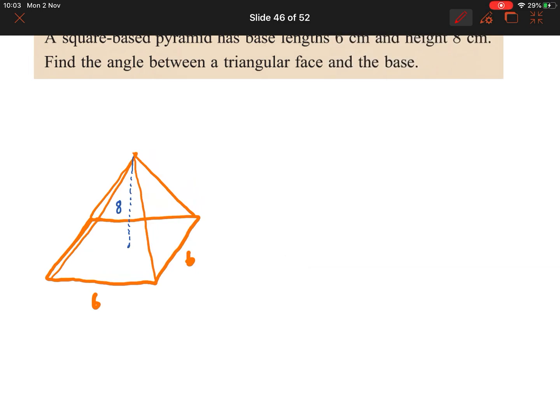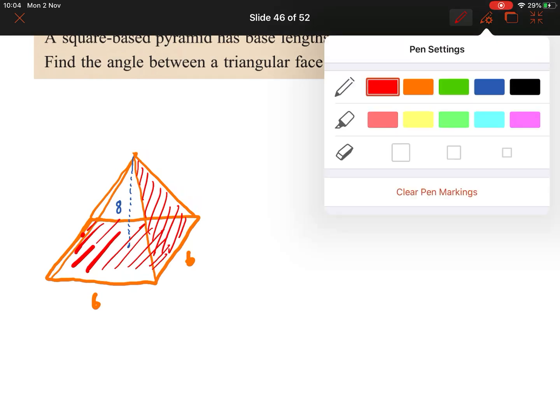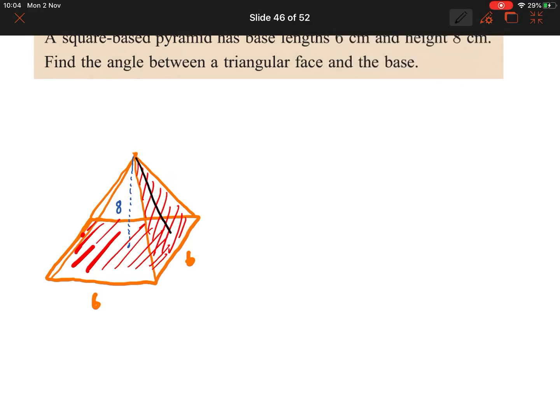What we want to know is the angle between the triangular face, so let's call this triangular face here, doesn't matter which one we pick, and the square base. If that is the case, what you need to do is find the center points of that. So what we're doing is finding this angle here. That's the angle between two planes. You've got the triangular plane and the square plane, and the black triangle is going to help us find out that angle.